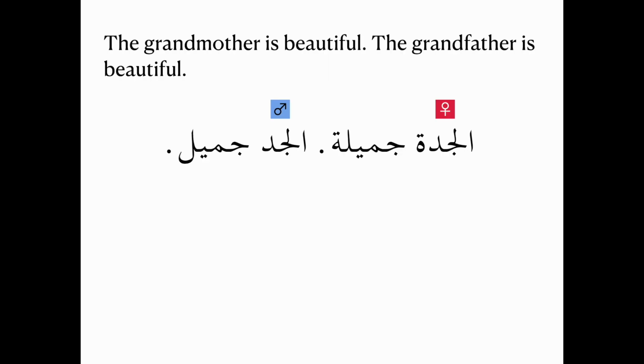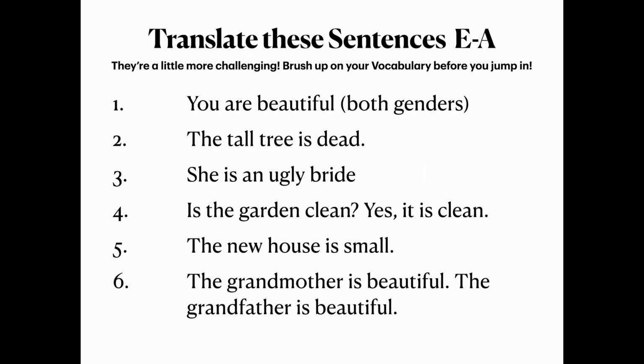All right, another one. This is exactly like question one. It's like the grandmother is beautiful, the grandfather is beautiful. So this is from your vocabulary. الجدة جميلة. الجد جميل. Right? Feminine across the board, masculine across the board. And you notice the only difference between these two sentences is just that ta marbuta, but it's so important. So important. So I believe that should be it for the homework.